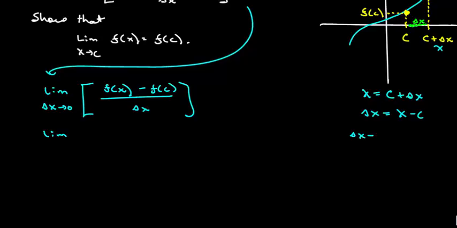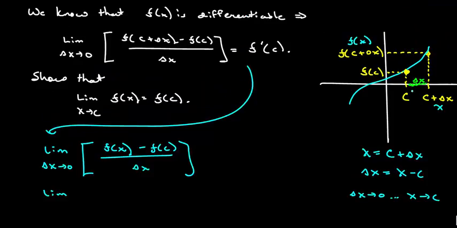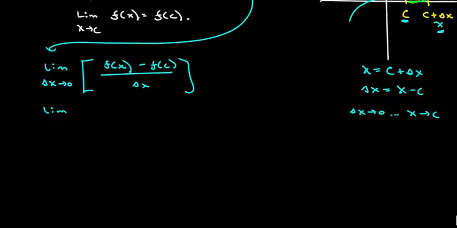As delta x goes to 0, it's true that x gets close to c. Look, as delta x becomes really small, this guy right here goes to this guy right here, right? They get closer and closer together, so x goes to c. So now watch. I can replace delta x going to 0 with x going to c, because they mean the same exact thing. As delta x goes to 0, that is the same thing as x going to c.